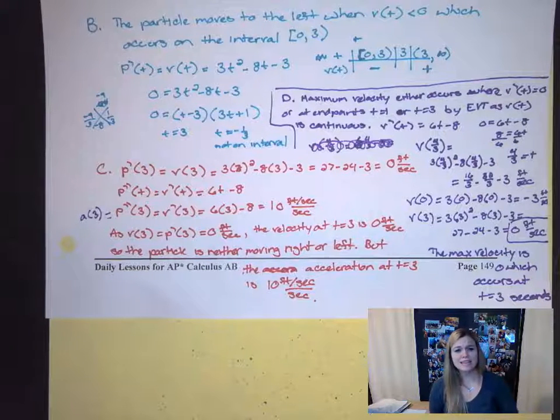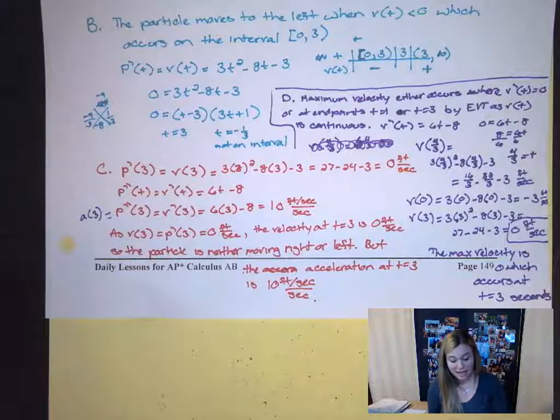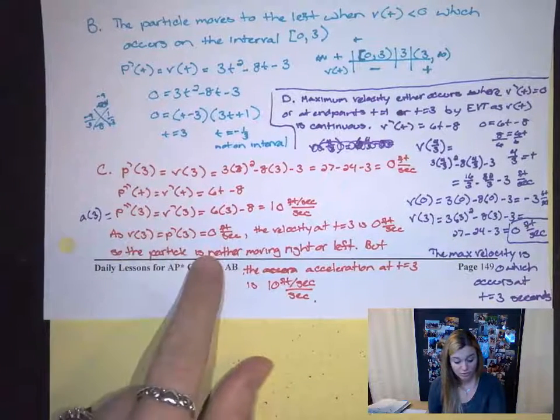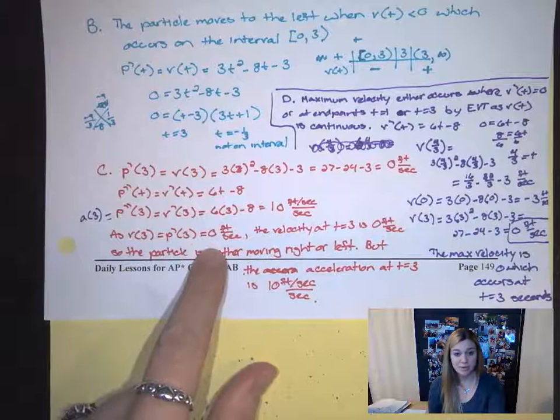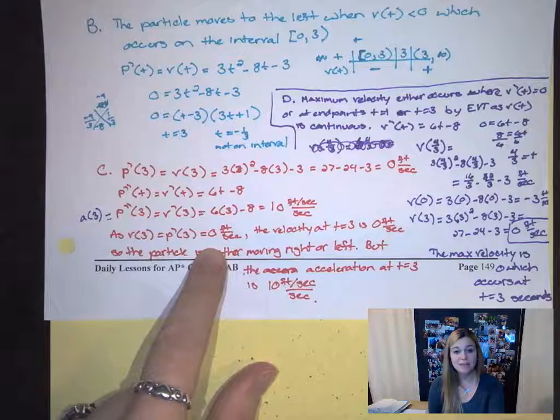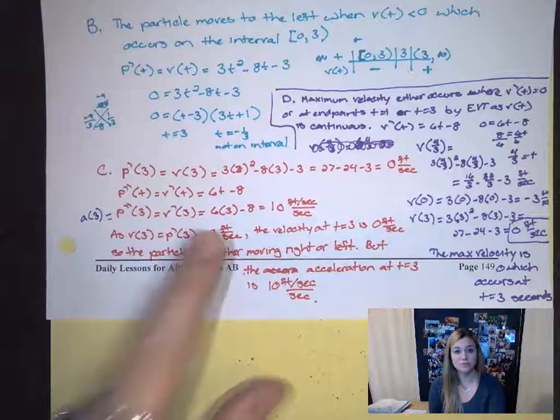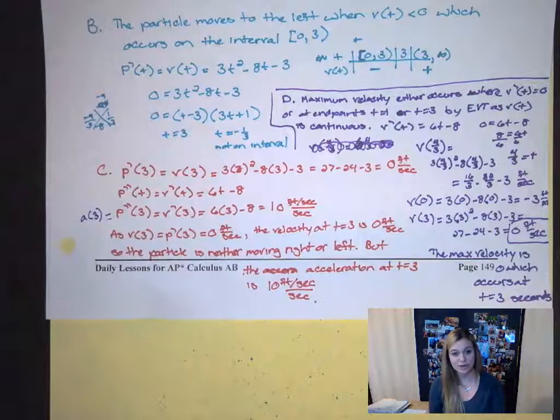So if I want to explain what's going on, I'm going to say that v of 3, or p prime of 3, because that's what it was asking about, equals 0 feet per second, which means the velocity is 0 feet per second at time t equals 3. So the particle isn't moving left or right, it's stopped at that moment. But the acceleration is still going.